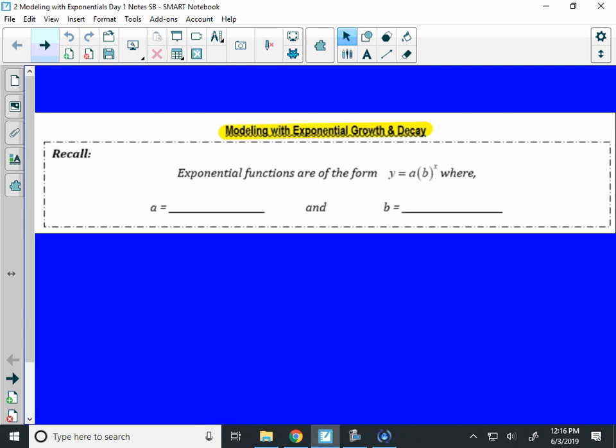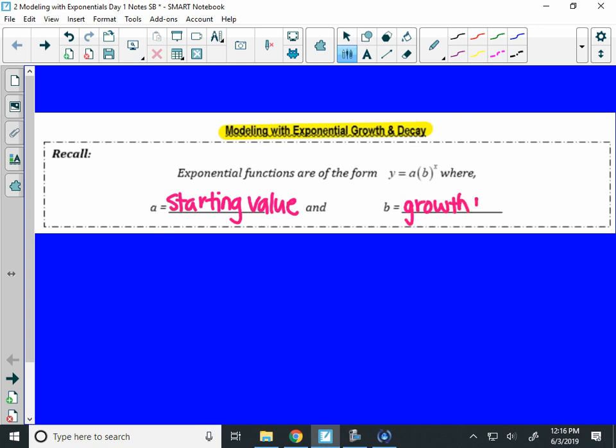So remember that in Lesson 1, we learned that exponential functions are of the form y equals a times b to the x. Now this a is called the starting value. And b, the number inside the parentheses, is called the growth rate. All right, so the number in front, the a, the first number you see, is the starting value. The number in the parentheses is what we call the growth rate.